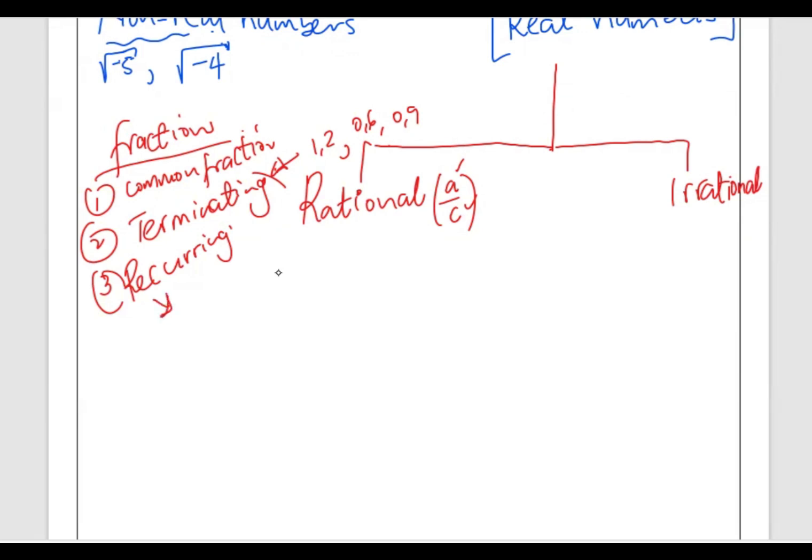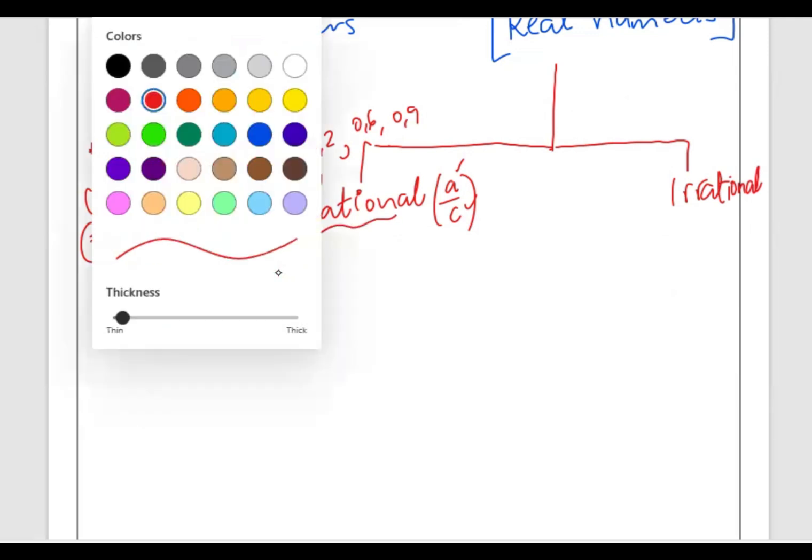An example of recurring could be 1.2, and then the number continues. Or 1.5, 5, 5, 5, and then the 5 never ends. So that number that is repeating itself is what we call the recurring number. Then the entire thing becomes a recurring fraction. Now, besides this, we shall see as we move forward that all these three might apply to whatever falls under the rational.